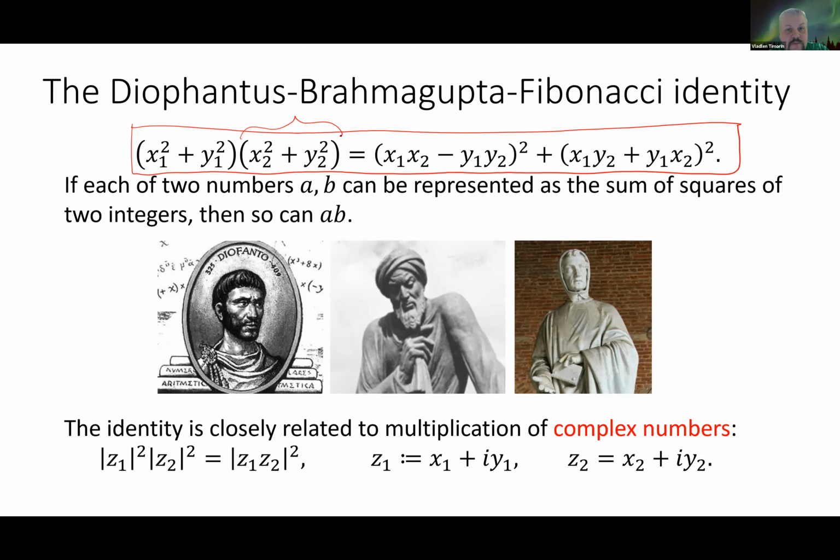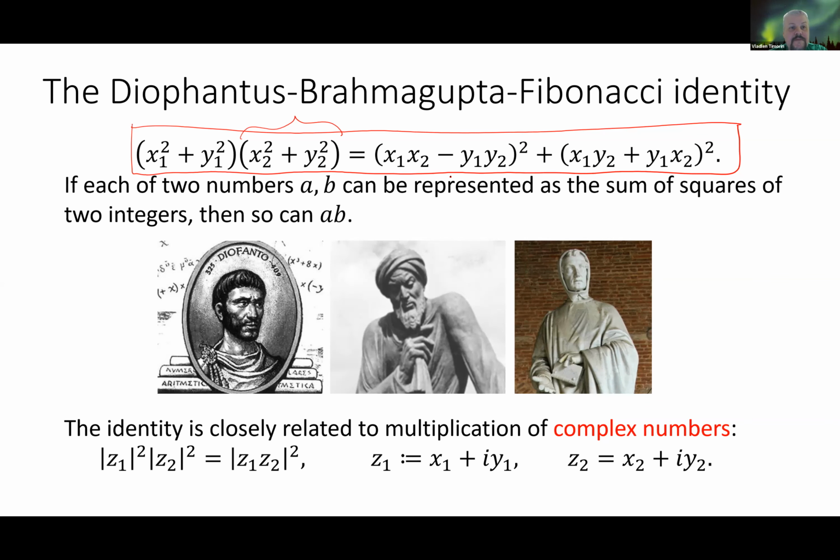If you have just 2 squares, then you can combine the terms and represent the result as, again, the sum of 2 squares. This will not be possible for 3 squares. It will also be possible for 4 squares, but this is a different story. So this identity has some number theoretic consequences.